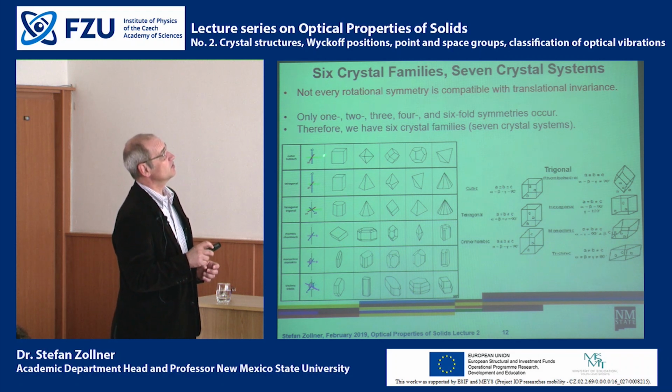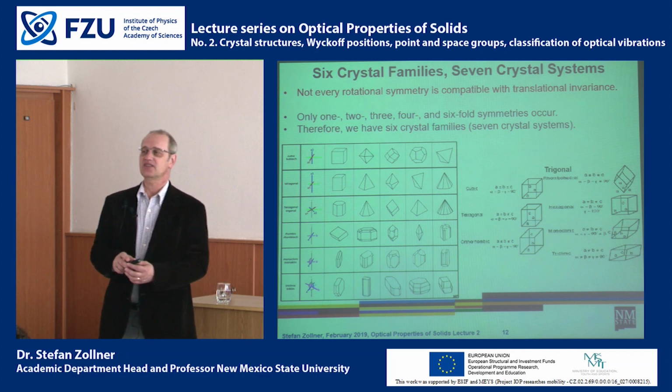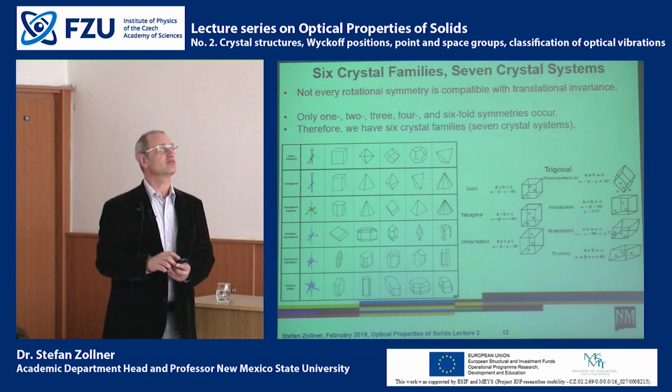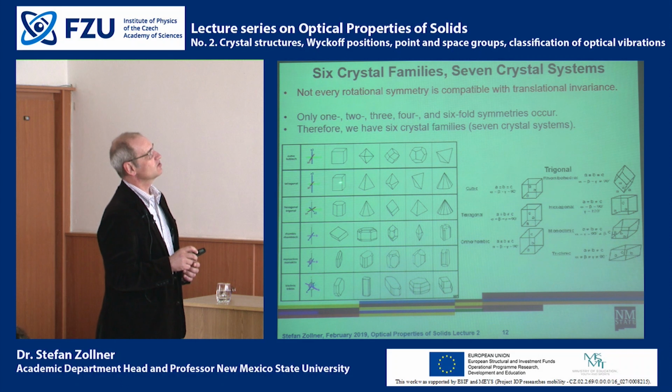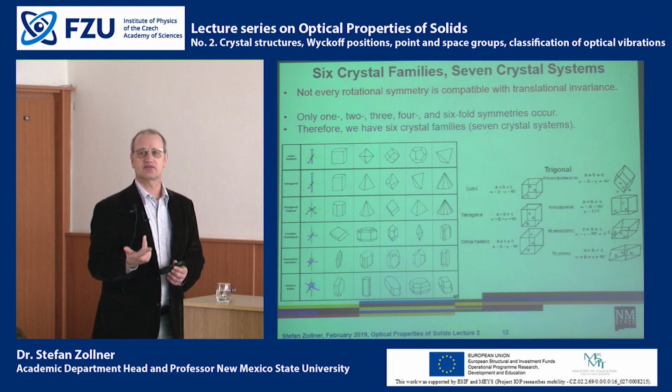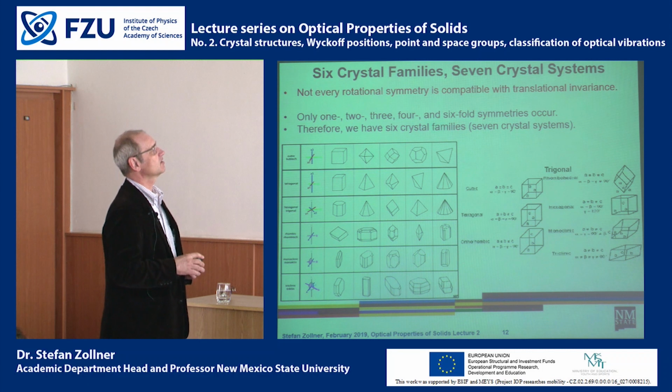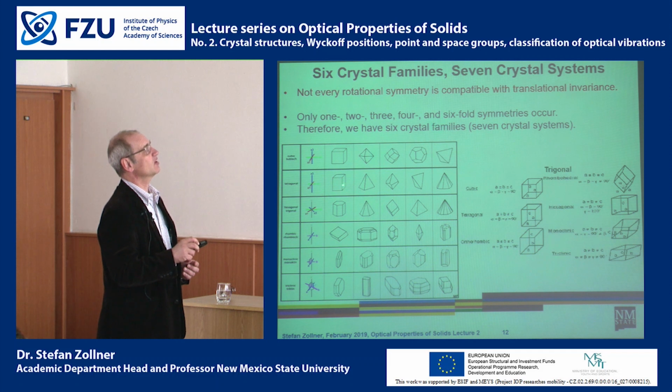So in a cubic crystal, I have 3 perpendicular 90-degree axes, and all of the lengths are the same. In a tetragonal crystal, I still have 4-fold axes, but only 2 of them, because the cube has been stretched along one direction. So one of the 4-fold axes disappears.